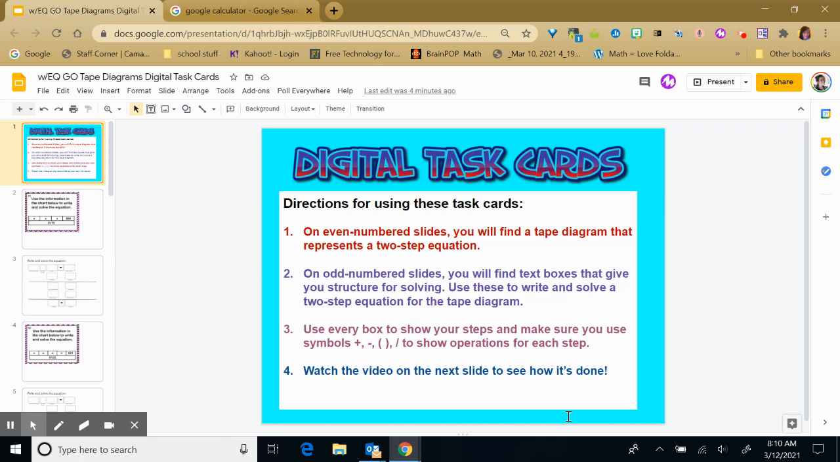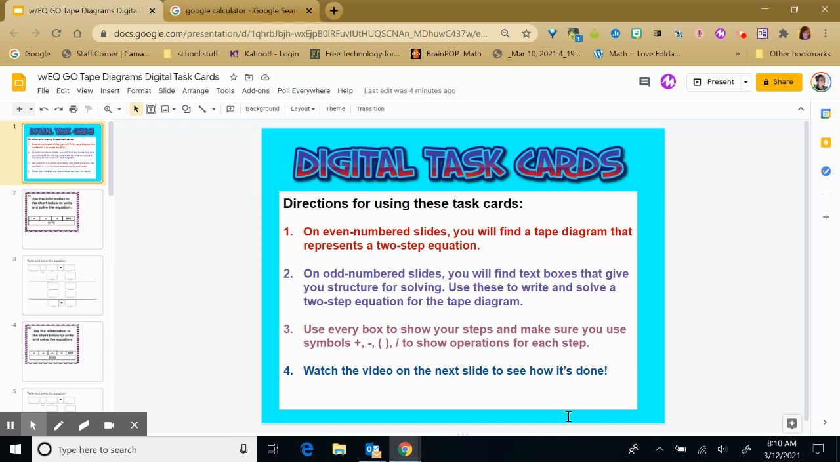Number 2, on odd numbered slides, you will find text boxes that give you structure for solving. Use these to write and solve a two-step equation for the tape diagram. And you'll see what I mean by that. I've given you some slides that provide you with little boxes. And as long as you fill those in and follow the steps, you should arrive at the correct solution.